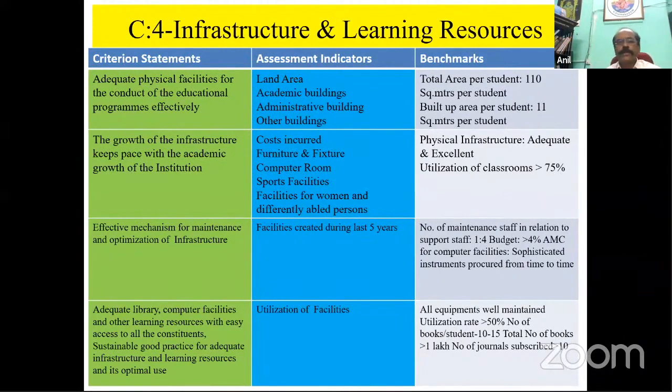And infrastructure and learning resources, this definitely does. I don't want to waste my time here, because CRT being a very important institution, they are very strong in this infrastructure, and definitely they can score the highest marks. You only have to check whether the total area per student is 1, these metrics, and utilization of classrooms more than 75%. And also the total number of books that are available, and whether the library purchases books every year or not.